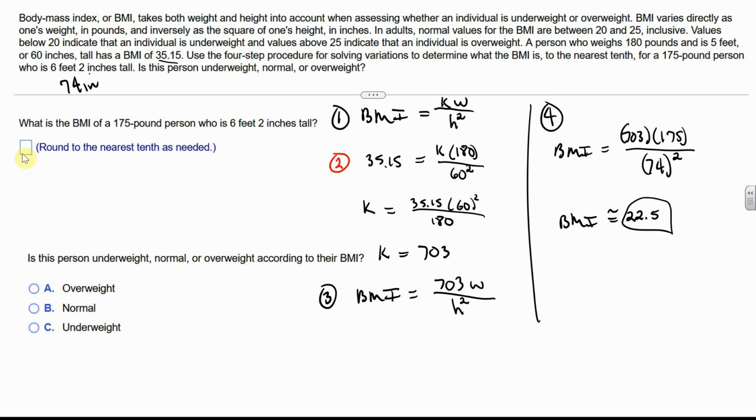So 22.5, and this person, old joker, his BMI is normal. Well, that's that.